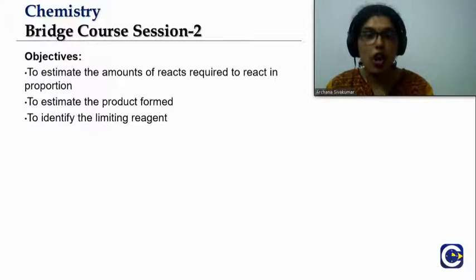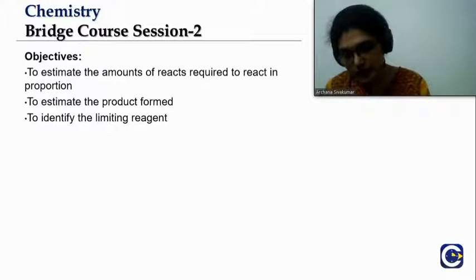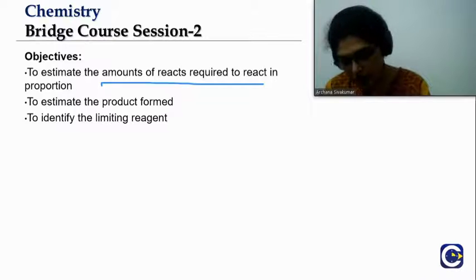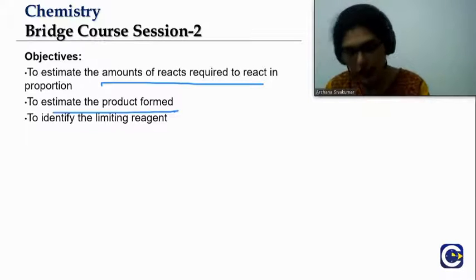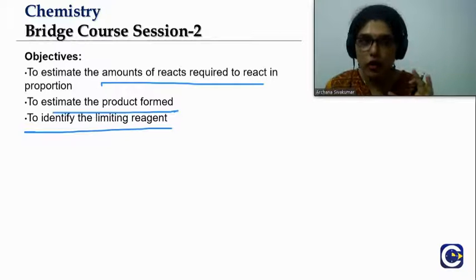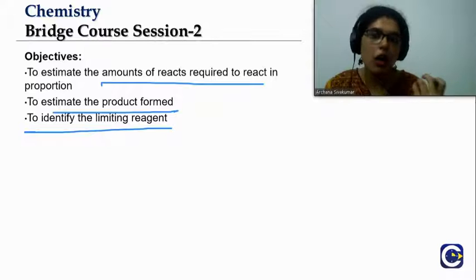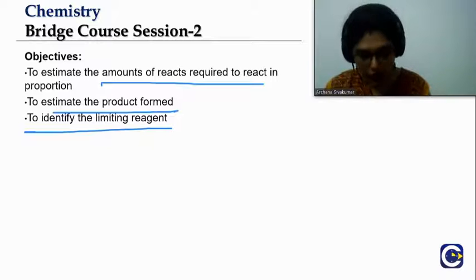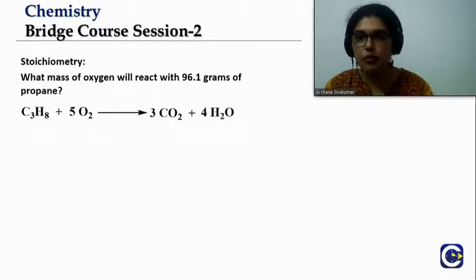So our objectives when we are dealing with stoichiometry is to estimate the amount of reactants required to react, to estimate the product formed and to identify the limiting reagent. So these are the three things. How do we find out the amount of reactant? How do we estimate the product formed? And how do we identify the limiting reagent? So these are the three things we are going to look at in today's session.